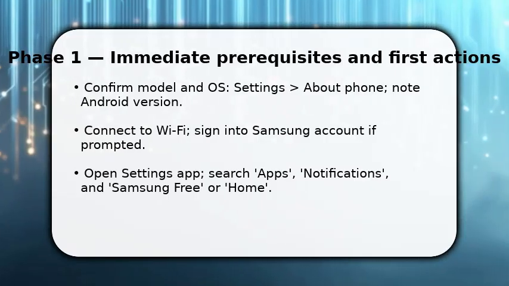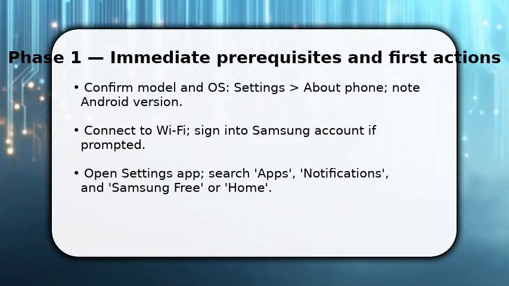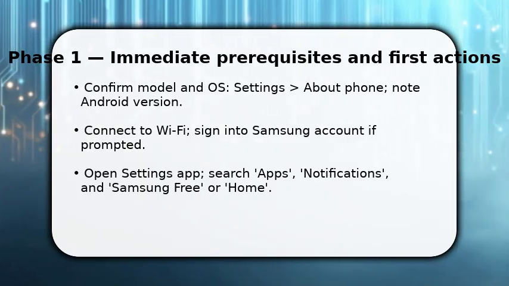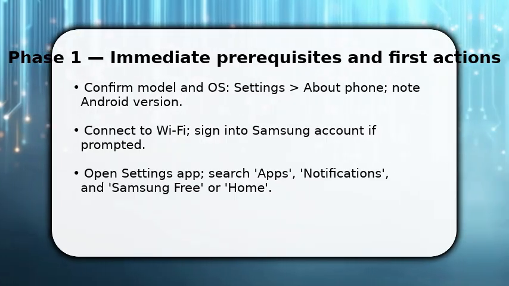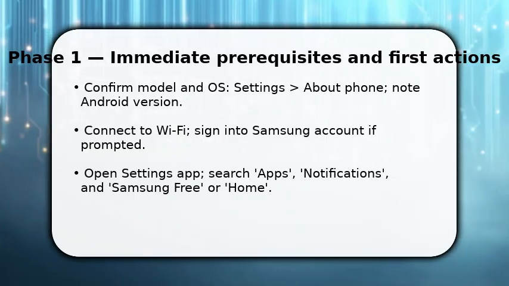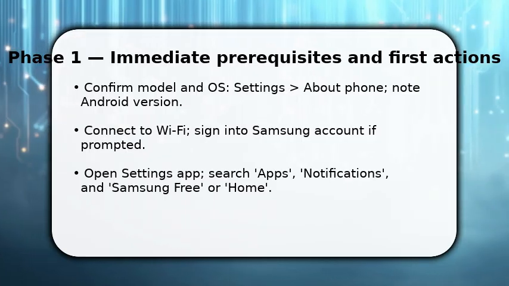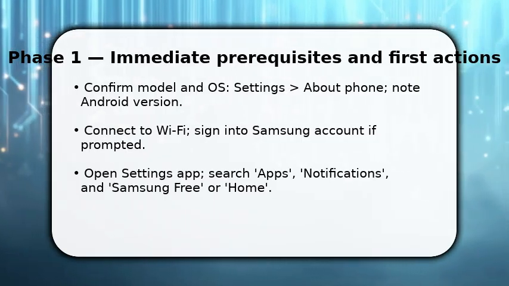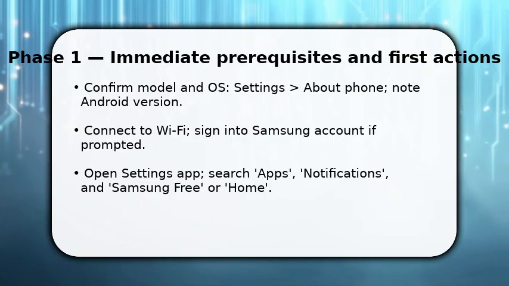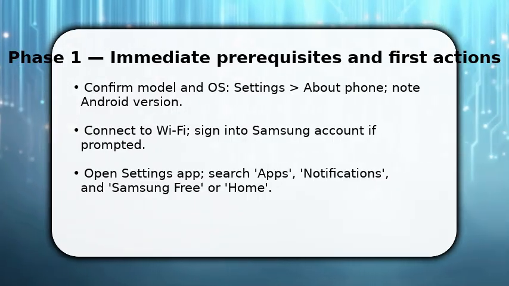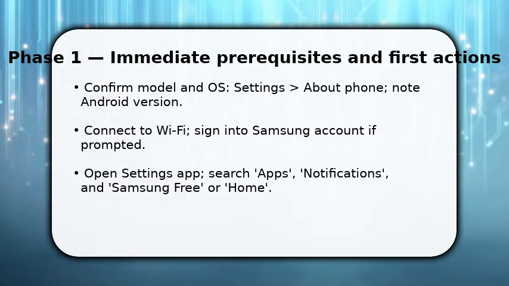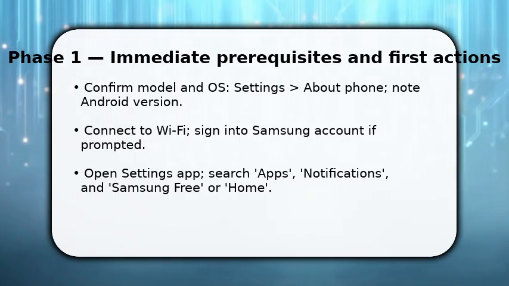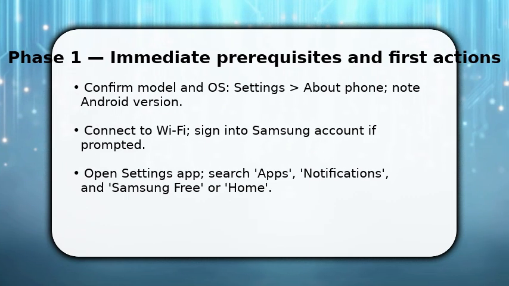You'll start by verifying 3 prerequisites: your phone model, Android version, and Samsung account sign-in. Once confirmed, connect to Wi-Fi to avoid data charges and open settings. Next, search for apps then notifications. This directs you to where ad controls live. Make sure to locate Samsung Free or the Samsung Home app entry now. That's the first actionable step that lets you disable promotional content and stop video ads at their source.